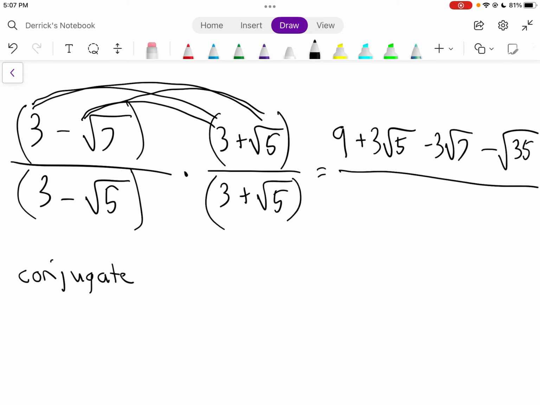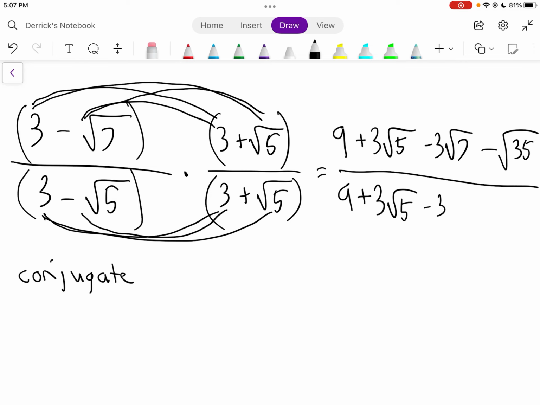In our denominator, 3 times 3 is 9 again. 3 times the square root of 5 is 3 square root of 5 again. Negative square root of 5 times 3 would simply be negative 3 square root of 5. And negative square root of 5 times positive square root of 5, again, a negative times a positive is a negative, and 5 times 5 would be the square root of 25.